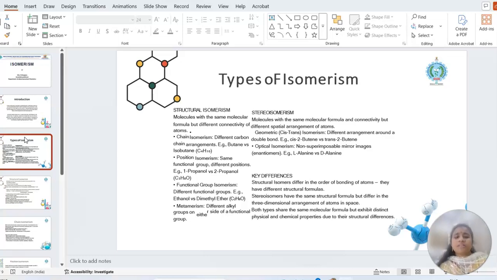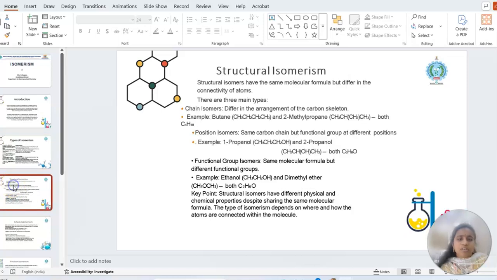Next is optical isomerism. Optical isomerism is related to the optical activity of compounds. Optical isomerism is a vast subject. In optical isomerism, we have enantiomers, diastereomers, and meso compounds. This is about the types of isomerism. Now in detail, structural isomerism. Structural isomerism includes chain isomerism. An example is butane and methylpropane.